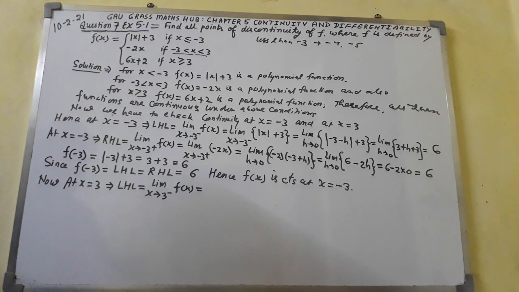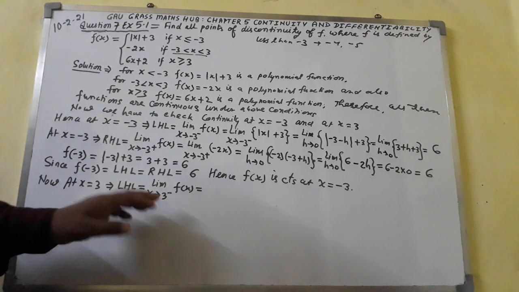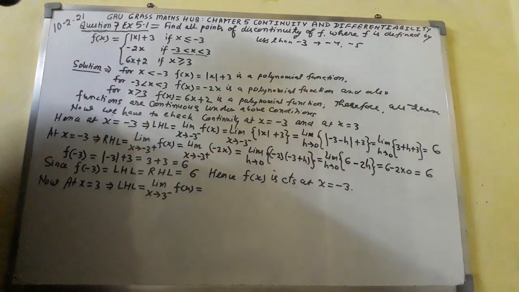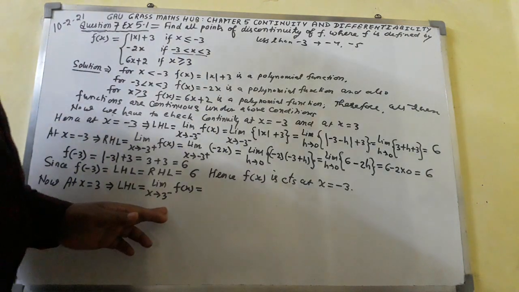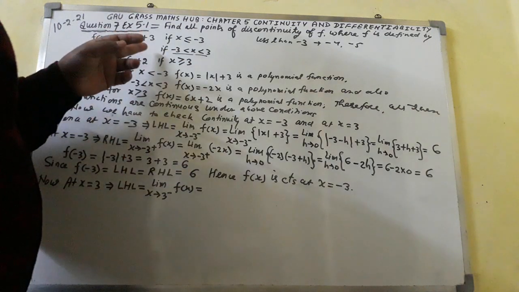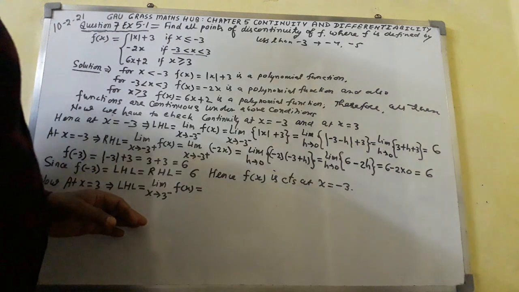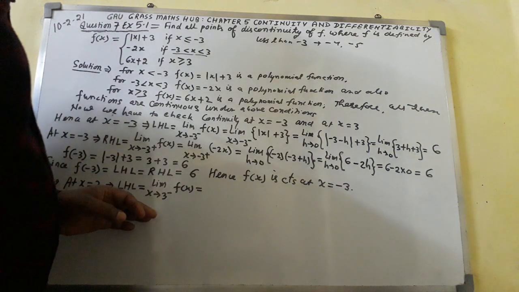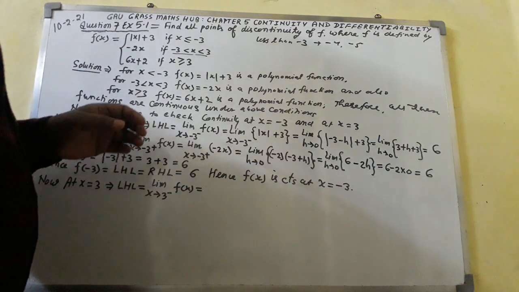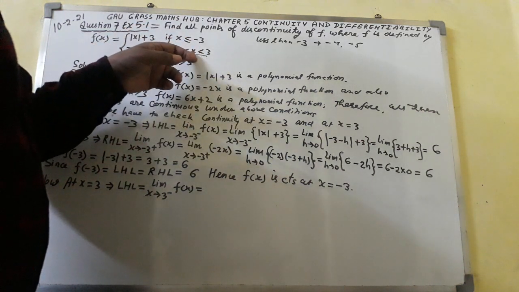So we have to choose the function in which the value of x is less than 3. The value of x is less than 3. So which function? We have to choose out of the 3 functions the one in which the value of x is less than 3. So you can see here the value of x is less than 3 in this function.